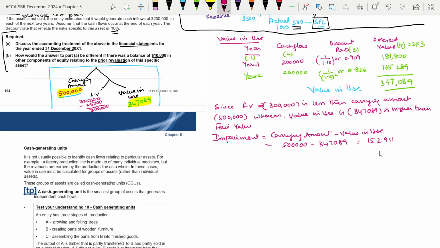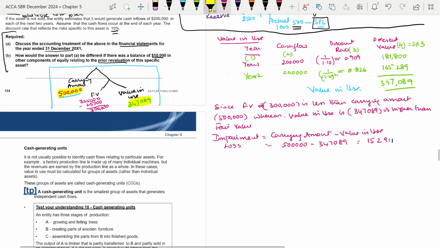$152,911. This is the impairment loss. Are you clear about this? Is it okay? How much is the impairment loss? Tell me. 152,911. Okay. Now, what is the general entry we will write for this?